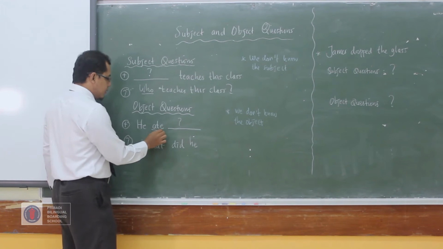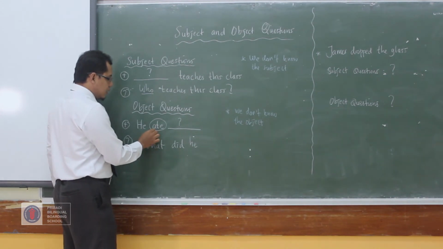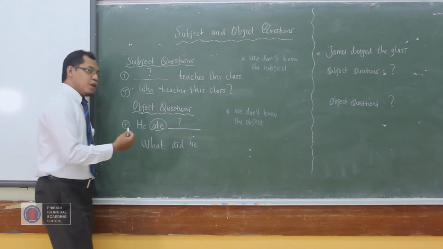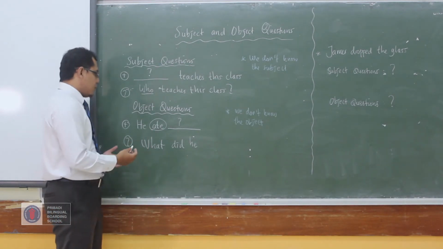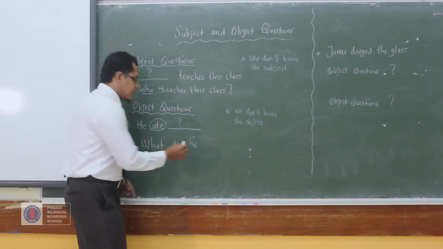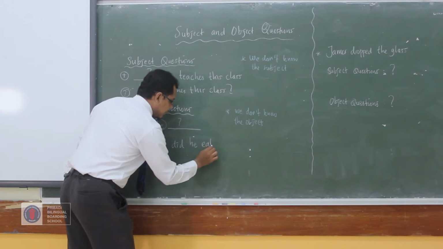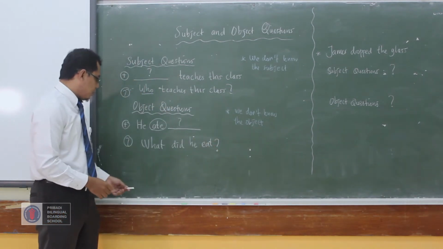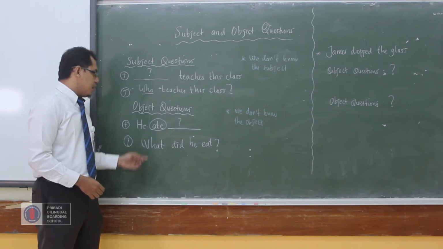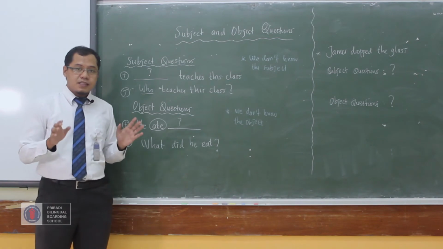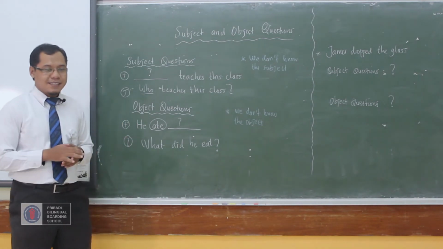And remember, since this is a question, we should write the verb in the base form, or you may call it verb 1. So what is the base form of ate? Yes, eat. Okay, so this is an object question. We are asking about the object, while for subject questions, we are asking about the subject of a sentence.